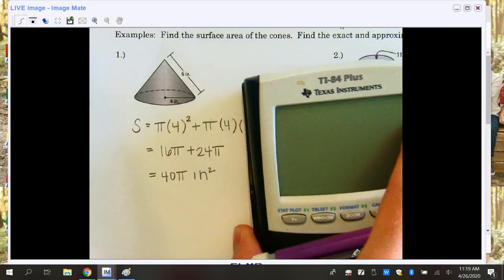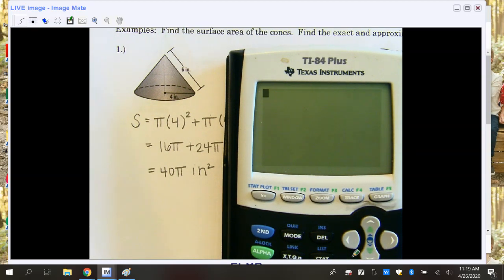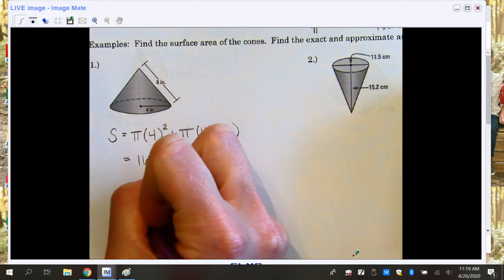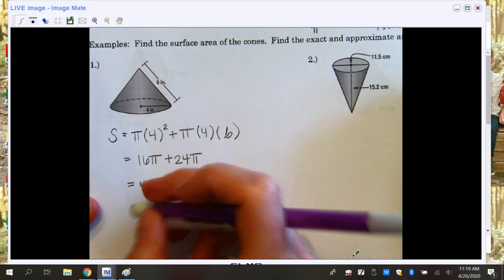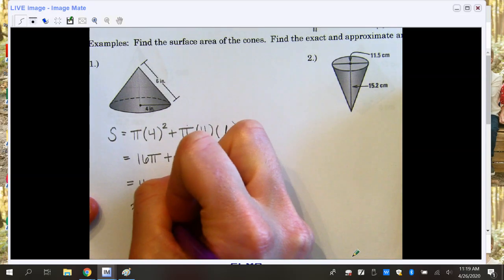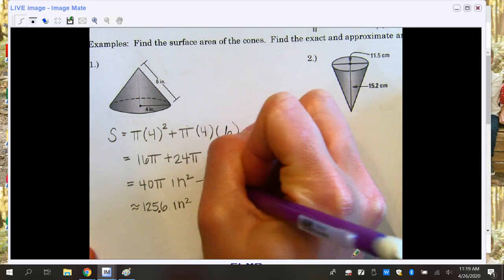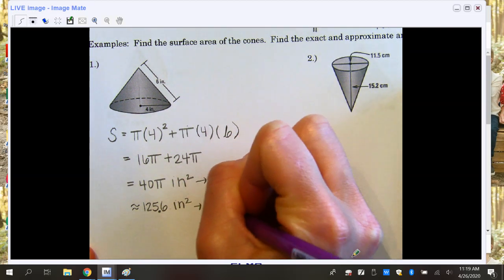Okay, so remember, just for the sake of consistency, we're going to be using 3.14 to approximate pi. So the approximate answer is going to be 125.6 inches squared. So here's my exact answer. Here's my approximate answer.